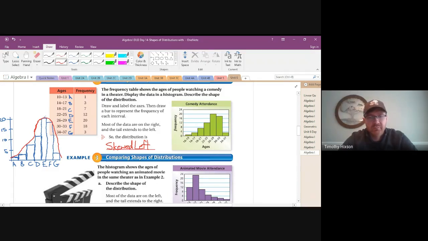Now, I sketched this just for some extra practice in sketching these by hand because we haven't done much of that. But you'll notice my drawing over here matches the histogram we've got over here. Okay.